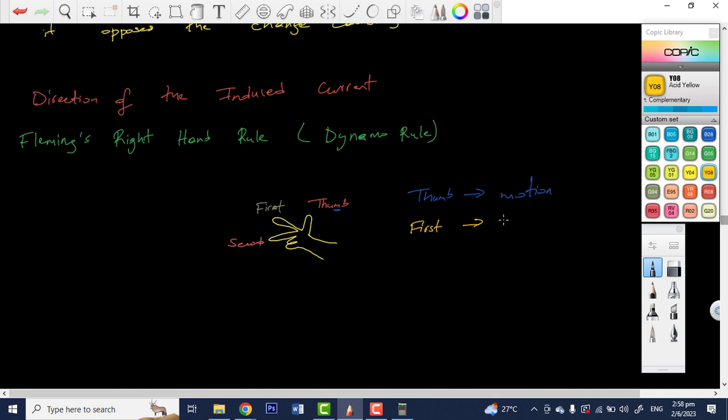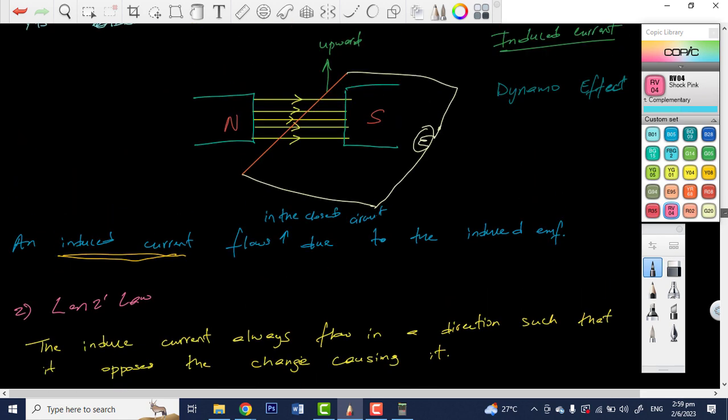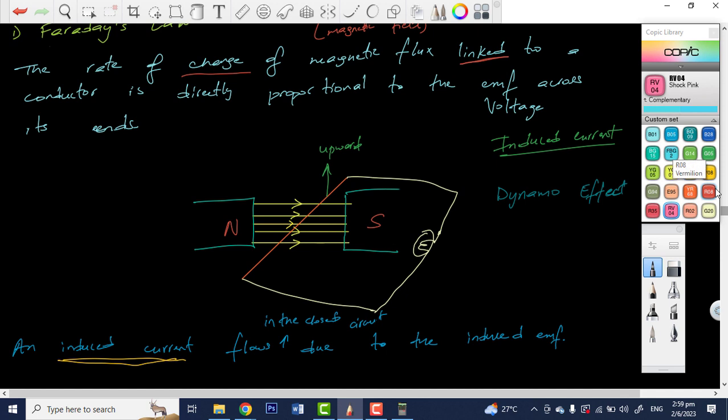So the first finger tells you the field, right? And your second finger now is going to tell you the direction of the induced conventional current, or the direction of the induced current, which is going to be a conventional current. So then, if we go back up to our situation here, we take our right hand and line up everything at right angles. In this case, the field is going from north to south, so we have to rotate our hand so that the field is north to south.